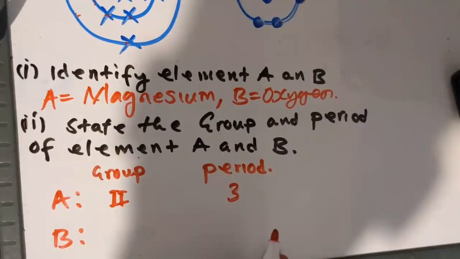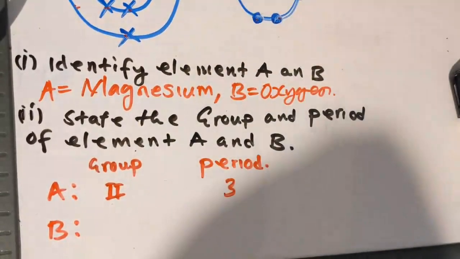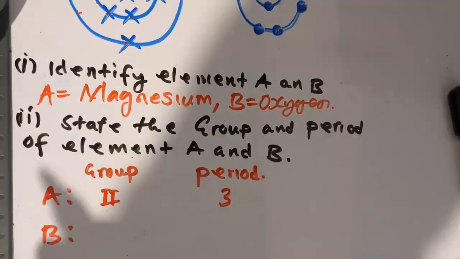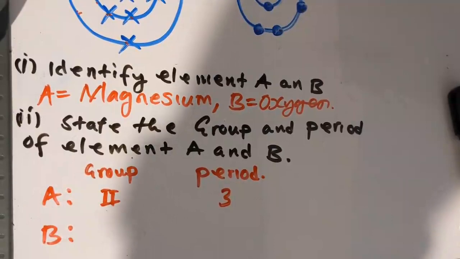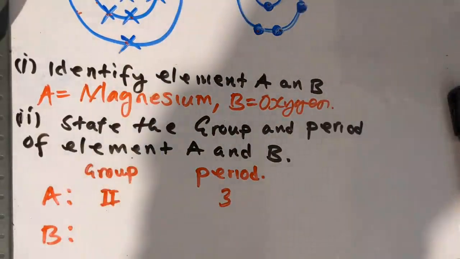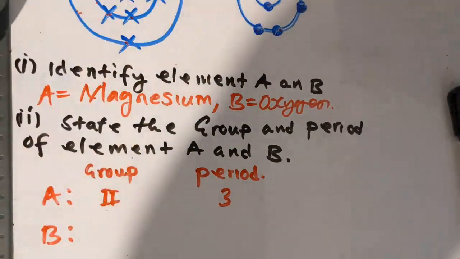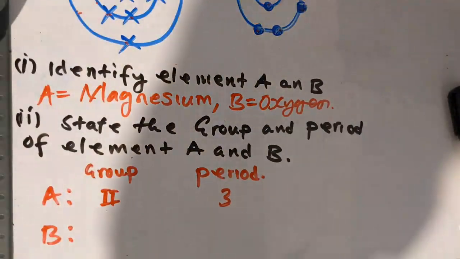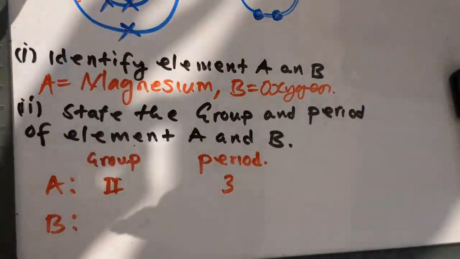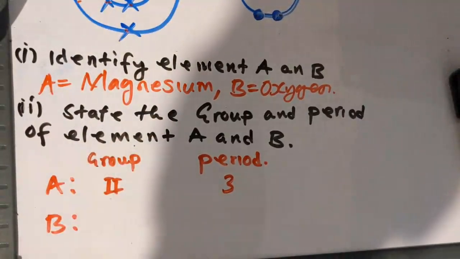So now coming to B. You may pause the video and solve for yourself. See where B is, see the group number, and see the number of the period in which B is. But let me show you how to do that.